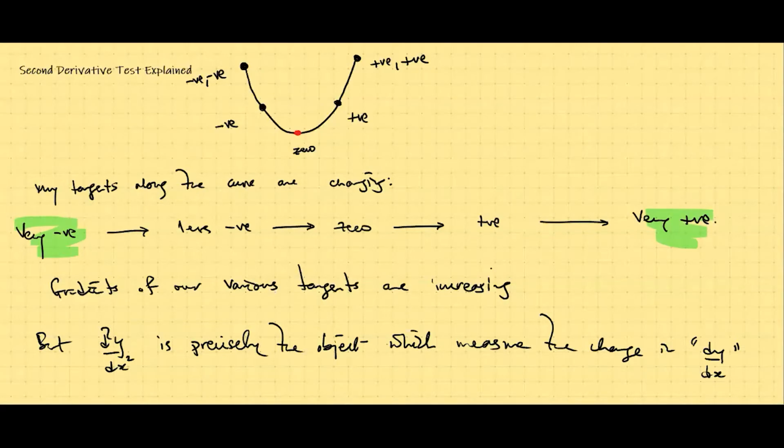So in this case, if I write this in pink above here, we see directly that when the change in the gradient of tangents is increasing, so it's positive, then we have an associated minimum.